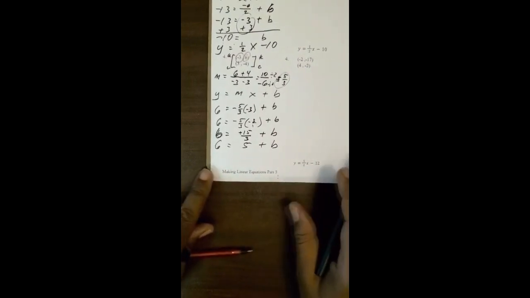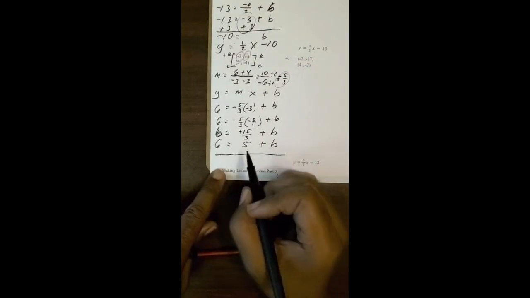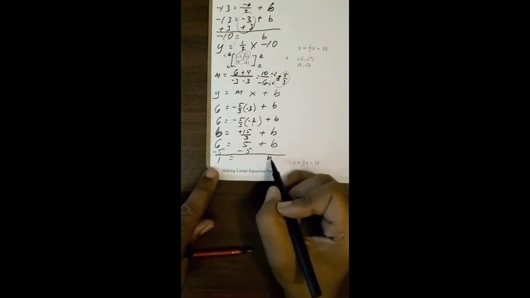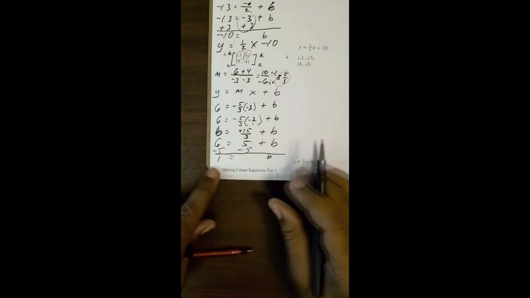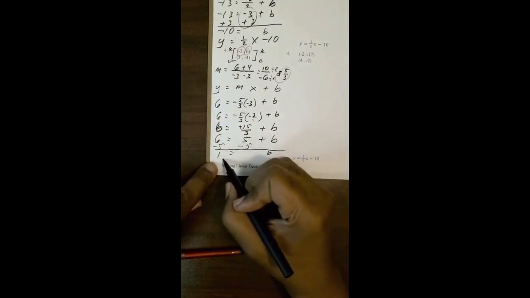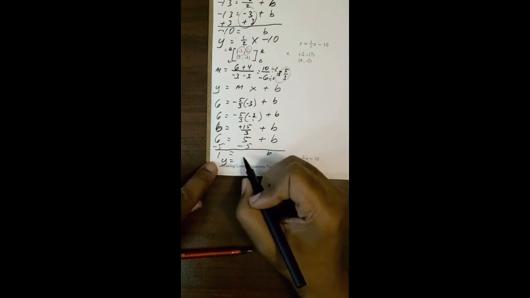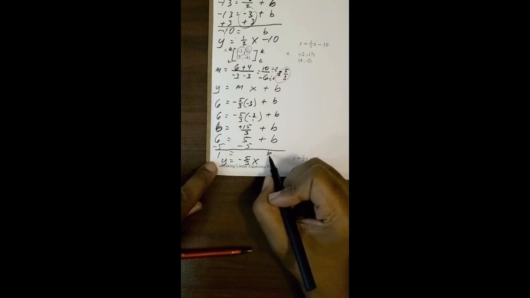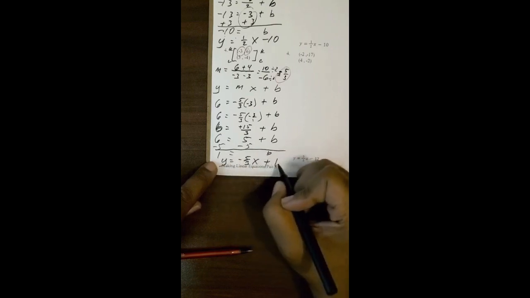And now we're going to subtract 5 from both sides. So minus 5, we'll get 1 equals b. So our equation will be, let's see, hard to write here. Our equation will be y equals the m, which is negative 5 over 3, the x, and b is going to be 1. So we'll put a plus 1 here.